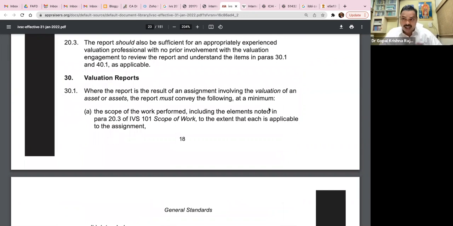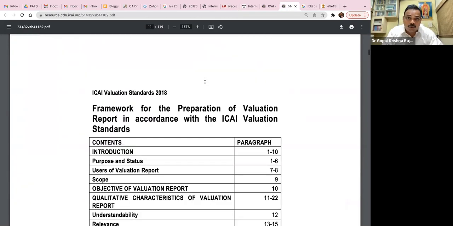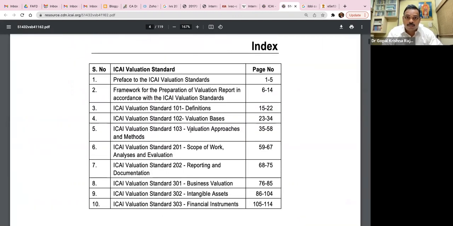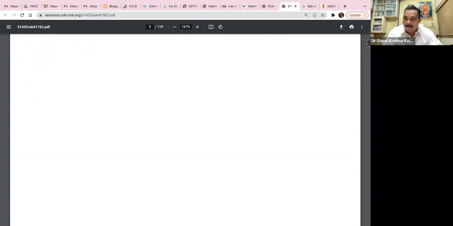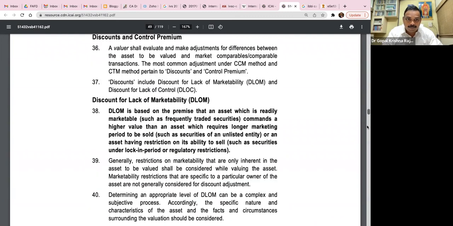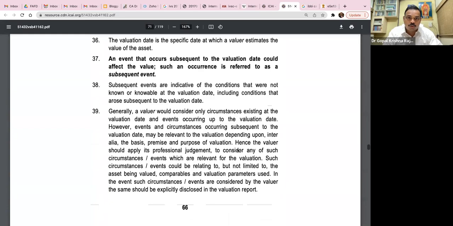I believe they have matured. This is one place where I have to give you what happened in IVS 2020, what happened in IVS 2022, what happened in the ICAI valuation standard. Okay. And in the ICAI valuation standard, I have to take you to that paragraph also. This is your ICAI valuation standard with respect to reporting. Okay. So with respect to reporting it is 202. Okay. So let me take you to 202 also. So this is your 202, reports.